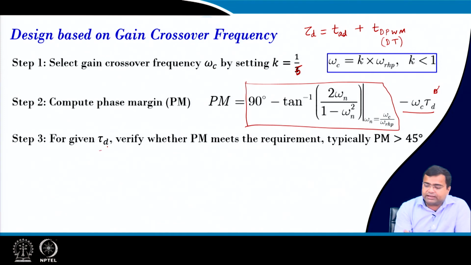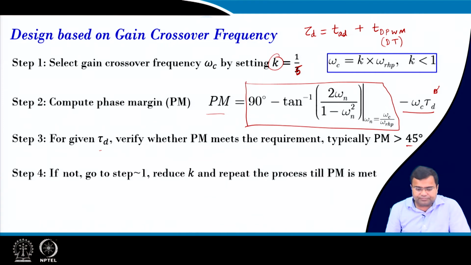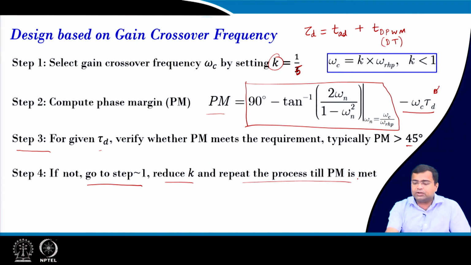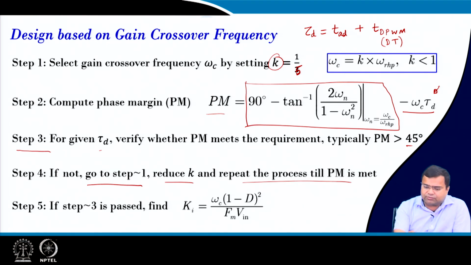Now for a given tau d, you have to check whether, by this analytical computation, you can meet more than 45° phase margin. If not, then you may have to reduce this factor, so that you reduce the crossover frequency further. That will impose a constraint on the gain crossover frequency, which is nothing but the closed loop bandwidth. Now if step 3 is not satisfied, then we go to step 1, reduce Kp and repeat the same process till we meet the required phase margin criteria. Once it is done, you are set with the phase margin.